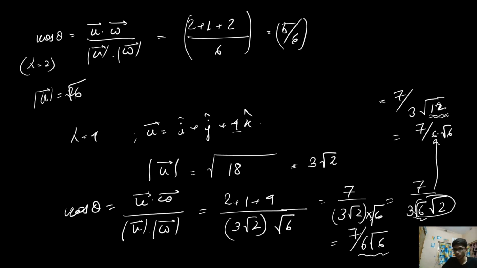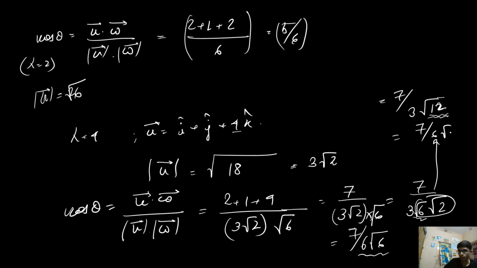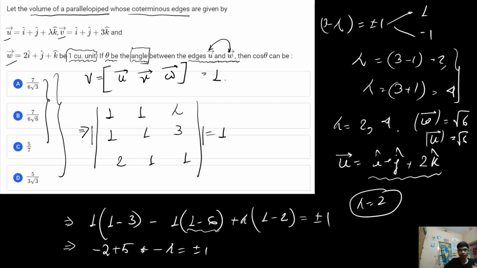No, sorry, root 12 is given here, so I can do 4 into 3, that means 2 will be taken out, and it is 6 into root 3. So the result will be 7 divided by 6 into root 3. If we check the options, this is option A, which satisfies this result. So the value of cos theta you get is 7 divided by 6 root 3. I hope this solution was clear.